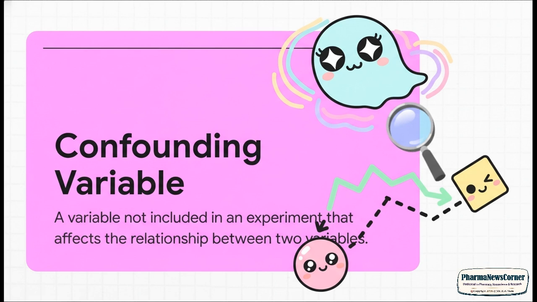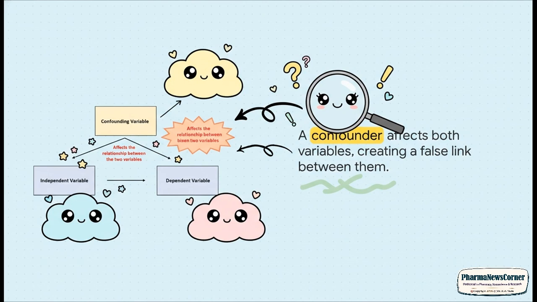It creates a connection that looks real, but is actually false. It's distorted. So this diagram here might look a little technical, but the idea is actually quite simple. You have this confounding variable at the top. And look, it's affecting both the variable on the left and the variable on the right. This makes it look like they are directly connected when they might not be at all. Let's use a real-world example to make this crystal clear.